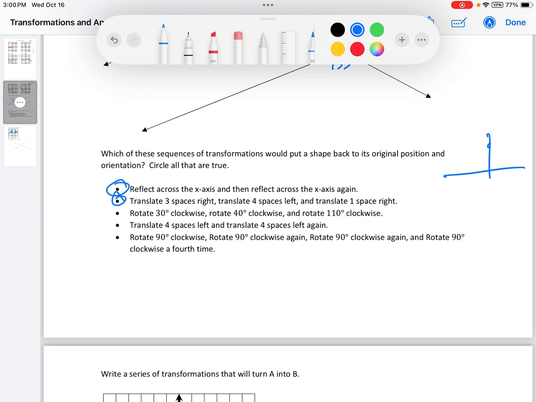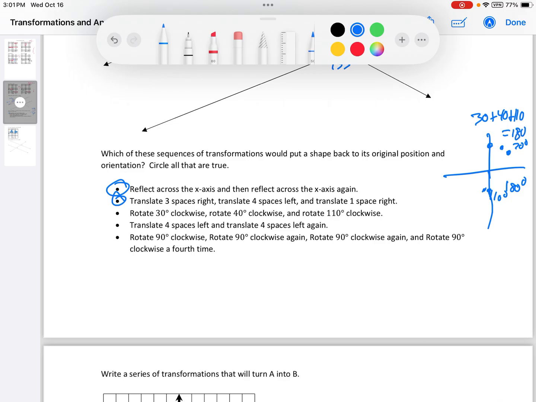Rotate 30 degrees clockwise, so I'll put my point up here. I'll go 30 degrees clockwise and then 40 degrees clockwise. So 30 plus 40, that would be 70 so far. And then 110 degrees, so that would be 180 degrees altogether. Because 30 plus 40 plus 110 equals 180.